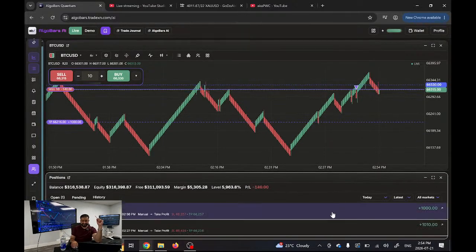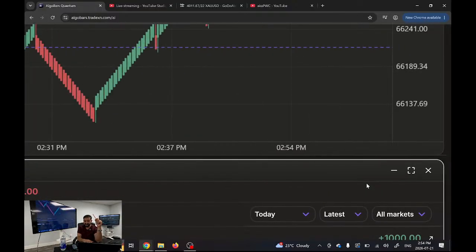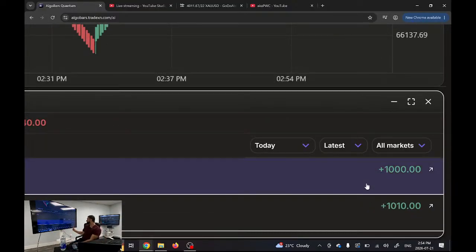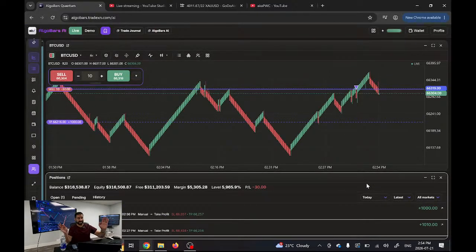These are the trades that we took live today, right here on this live. $1,010, it went just a little bit above my take profit, so we got that extra $10. And then $1,000 on this one. I hit our take profit. Happy with that. So $2,010 made on this live, and I do this every single day.